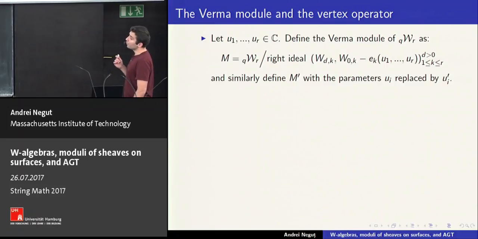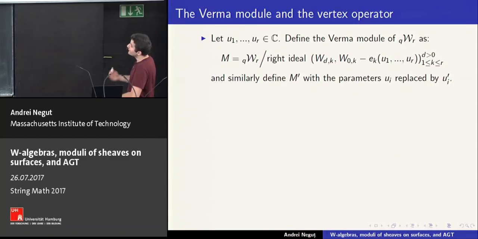So the thing we will have to do is to do a little bit of representation theory and to define the Verma module of the W-algebra. So a Verma module is defined in the following way. Take complex numbers U1 through UR. You can think of these as being formal parameters. If you want, they will play the role of highest weight. The Verma module is defined as the quotient of the whole algebra modulo the right ideal generated by these expressions.